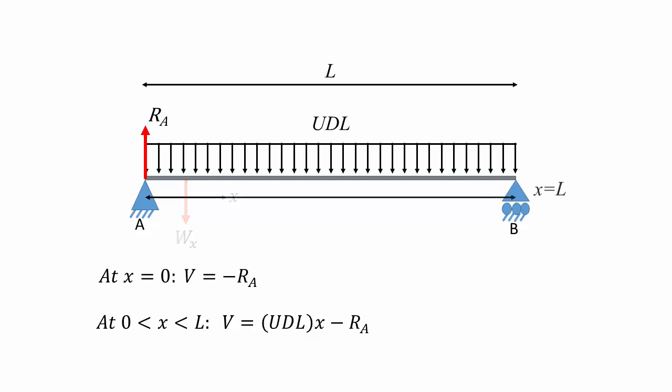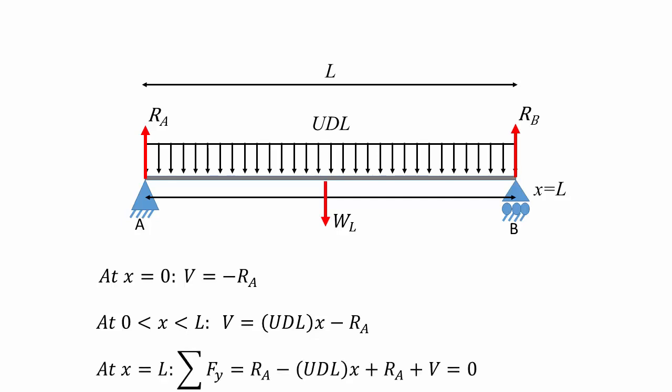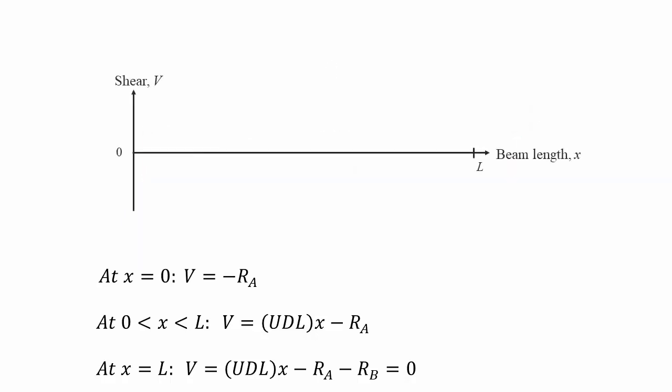Now let's move all the way to the end of the beam at L. At this location, we see the third force, which is a reaction due to support B, which is pointed upwards. So the equilibrium equation at the end of the beam now includes Rb. And so the shear at the end of the beam is equal to the total load due to the UDL minus the reactions from supports A and B. This should bring the shear force back to 0 since Ra and Rb support the total load of the beam. Now that we've got the equations for the shears, we can plot it on a shear force diagram.